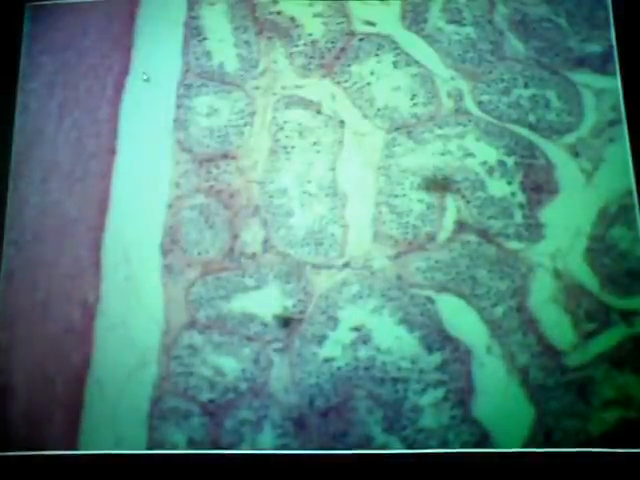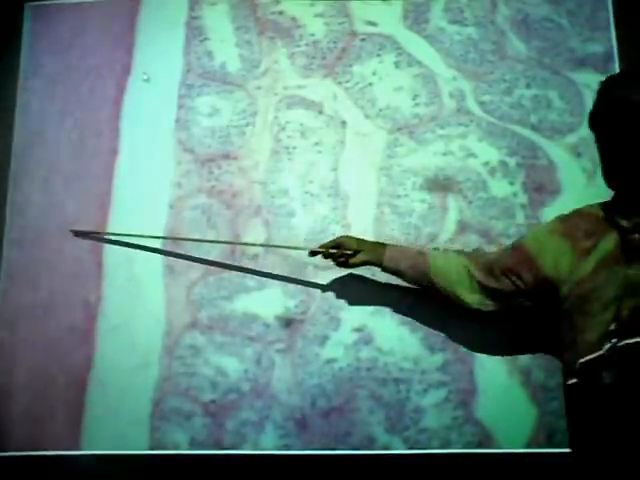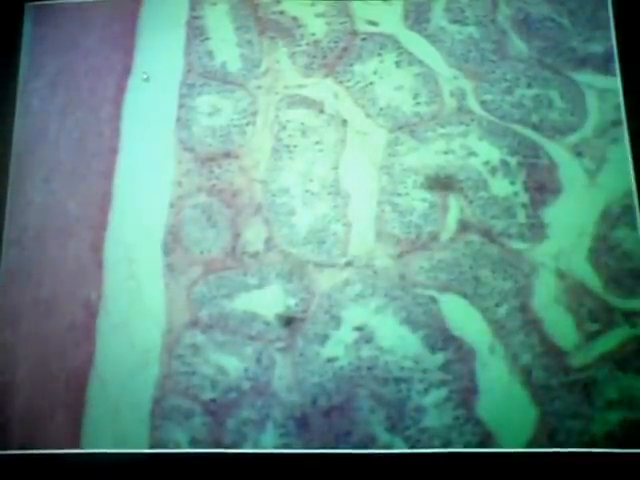And most of the slides that you will see, the testes will look like this. Again, you're going to see lots of seminiferous tubules, which we see here. And again, if you go to the outside of the organ, here again is the tunica albuginea, the capsule that surrounds the organ. And again, these are sections, many sections through the seminiferous tubules, of which the testes are formed.